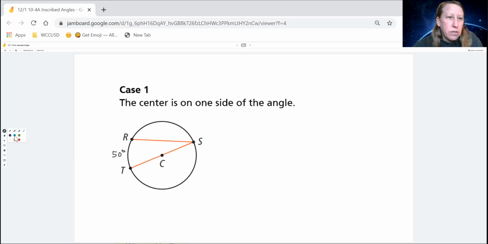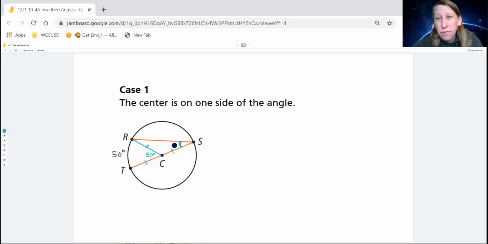All right, I'm going to change colors and let's see. I'm going to think about it the way we did the last one. If this arc is 50, how much is this? 50. Just like the problem we were just looking at. We also know that all of these are radii, which means this is a beautiful little isosceles triangle. How much is this angle? It's definitely not 50, right? How much is it?